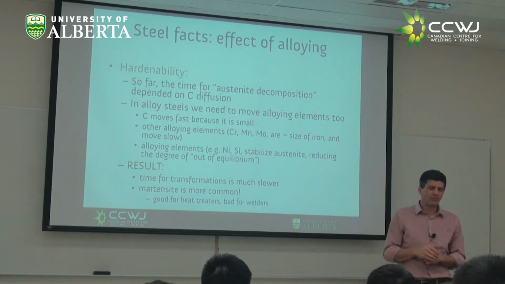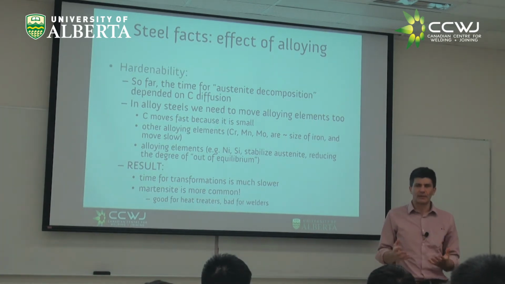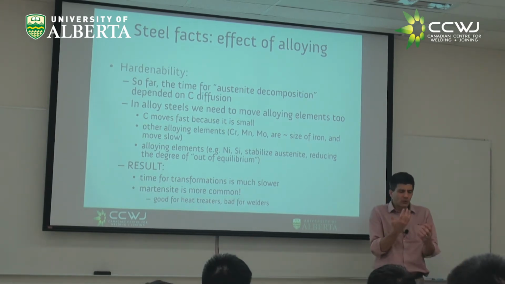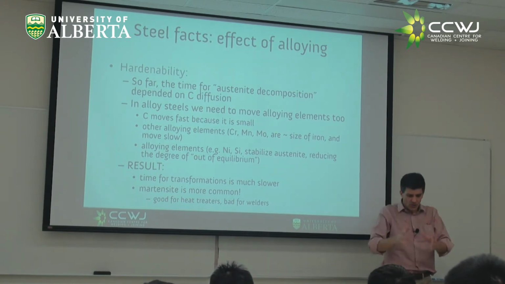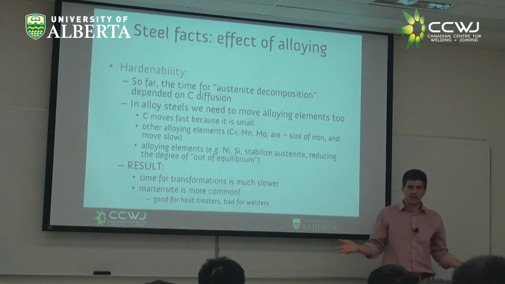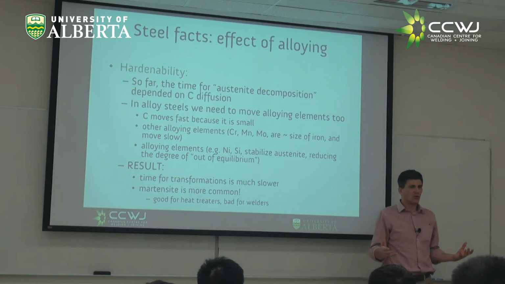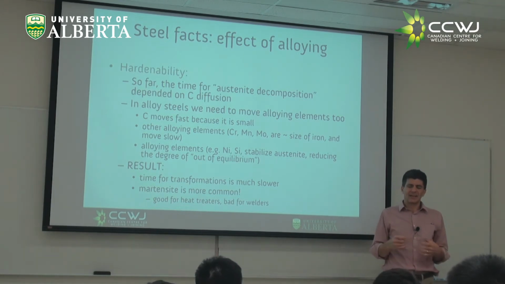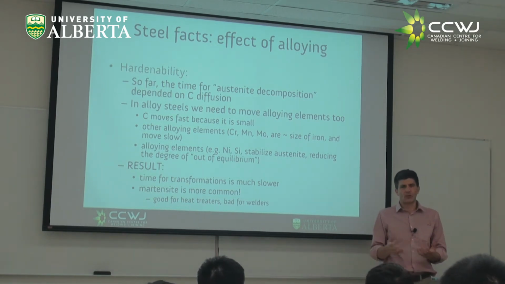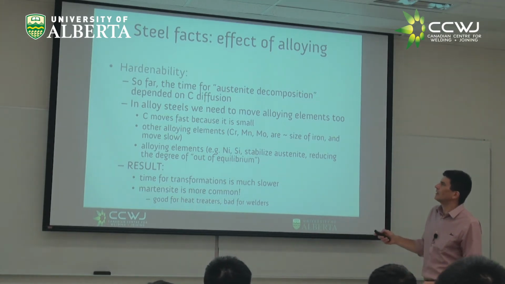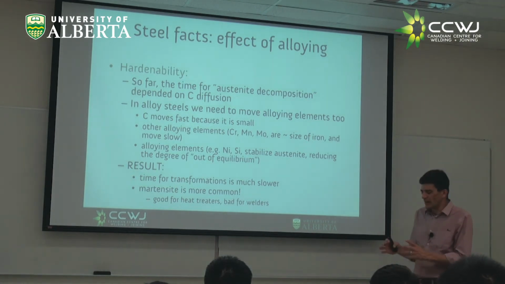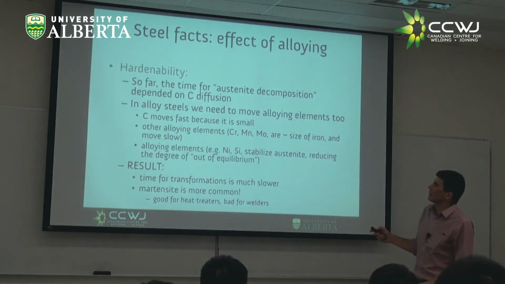So people figured out that if you put alloying elements, you can slow the decomposition of the austenite such that you can reach austenite at low temperatures and then it turns into martensite. Then these steels are called hardenable. That doesn't mean that you're harder. It means they can reach martensite even at slower cooling rates. So how do you get this hardenability? Well, you can do two things.